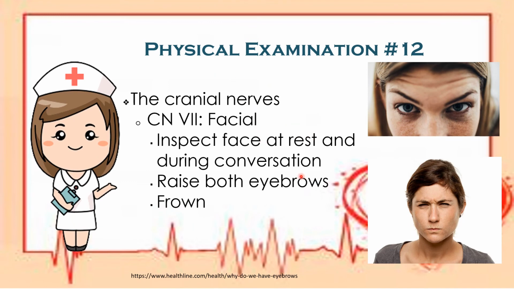Okay, so moving on to the physical examination of cranial nerve number 7, the facial. You can do this by inspecting the face of the client at rest and during conversation with the patient. Note any asymmetry, for example asymmetrical nasolabial folds, and observe for tics or other abnormal movements. You can also ask the patient to raise the eyebrows, to frown, to smile, and so on.